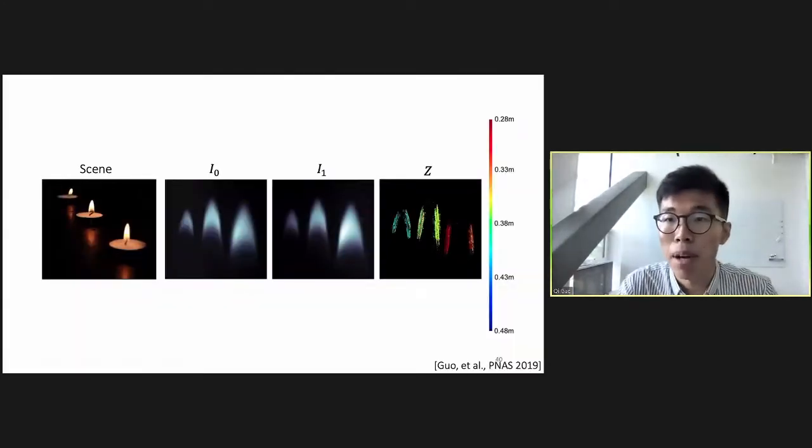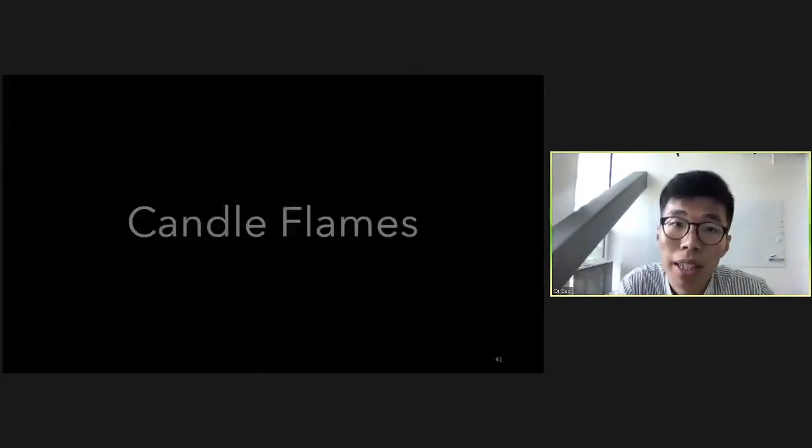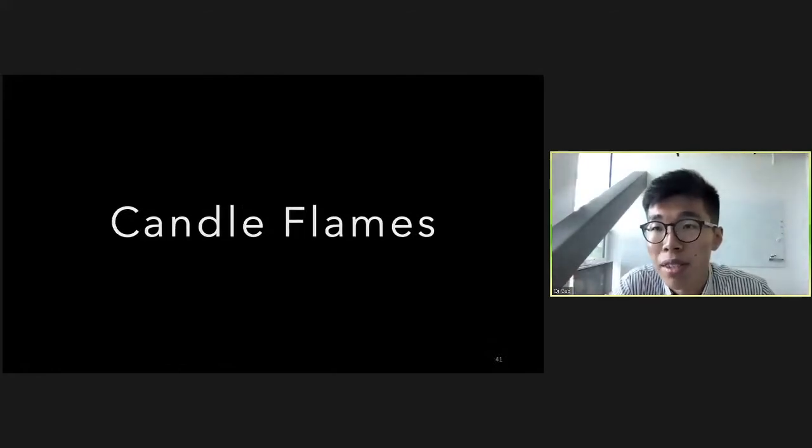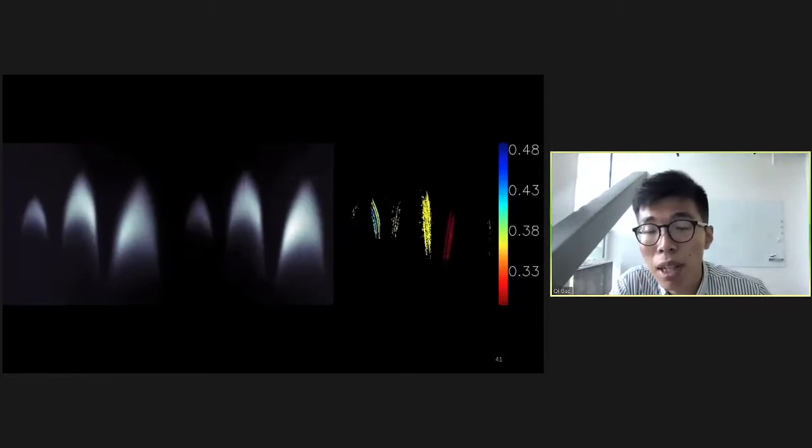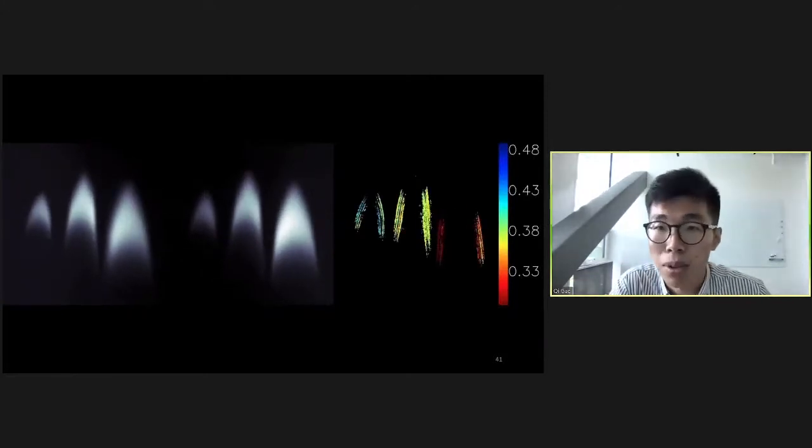Here is a depth map of the candle flame. The three candles are placed at different distances. Here is a video of it. Because the sensor is monocular, it can use any intensity change as a depth cue. Imagine if you want to do time of flight or structured light on these non-solid objects, it just won't work.